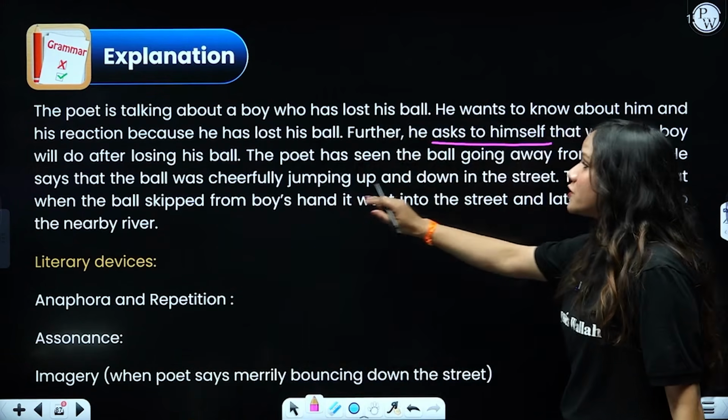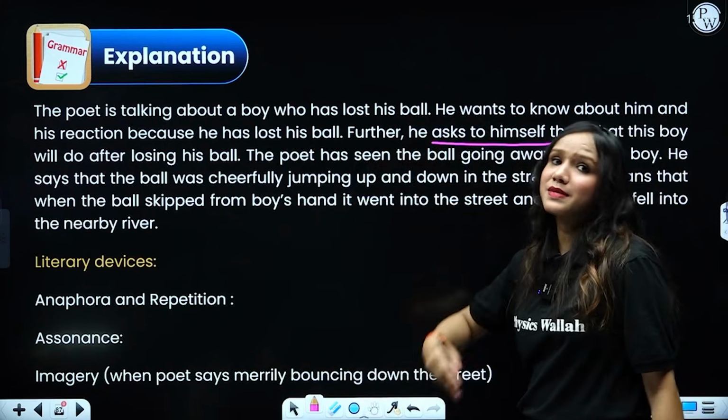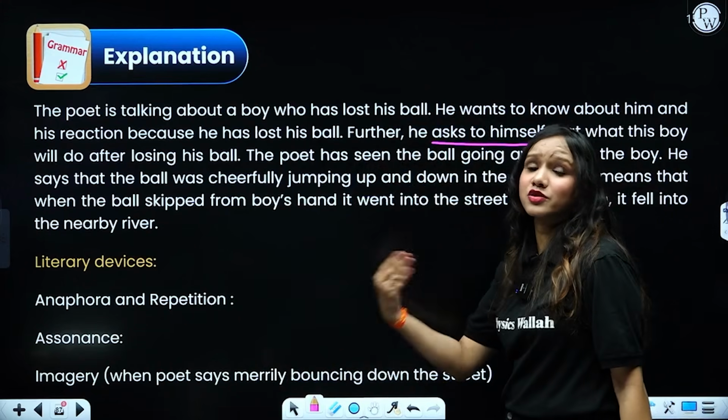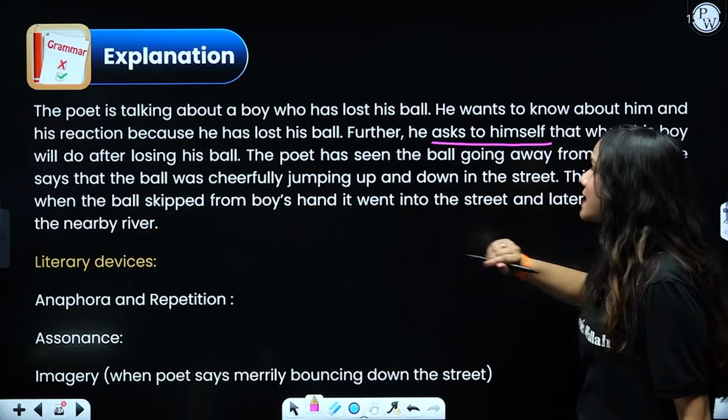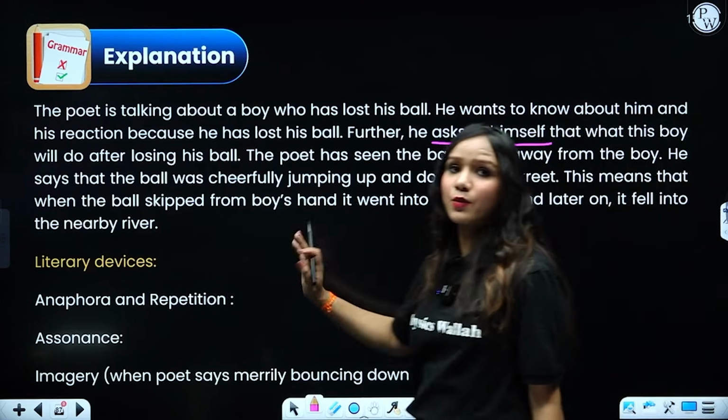So he says that the ball was cheerfully jumping up and down. It was merrily bouncing down the street, and then it straight away went into the water from where it could not be retrieved. When the ball skipped from the boy's hand, it went to the street, and then later on it fell into the water, right?